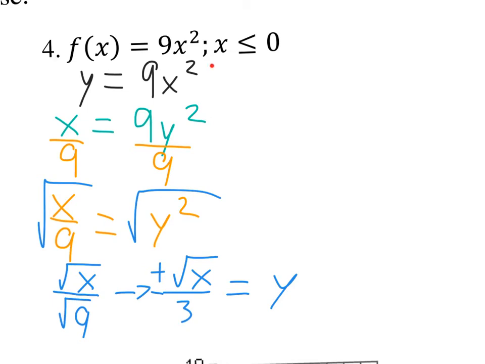Now, we go back to our condition that y must be less than or equal to 0. Values that are less than or equal to 0 cannot be positive. As such, we don't actually care about the positive side of things. We only care about the negative values of this equation, of this function. So our final answer becomes negative square root of x over 3 is equal to y.